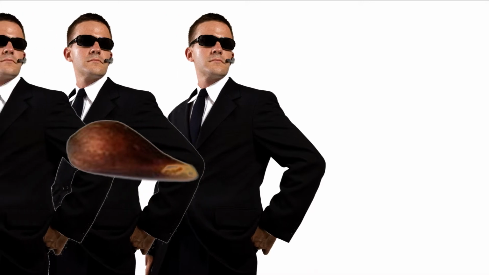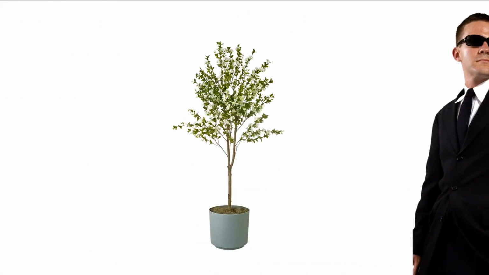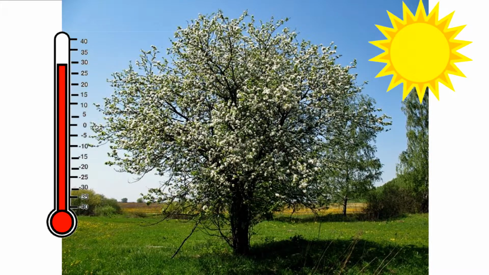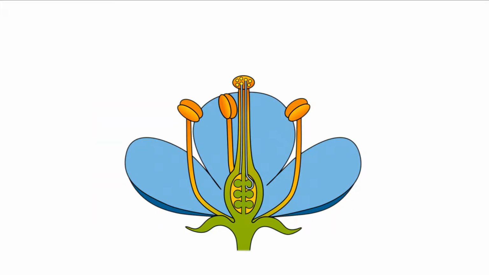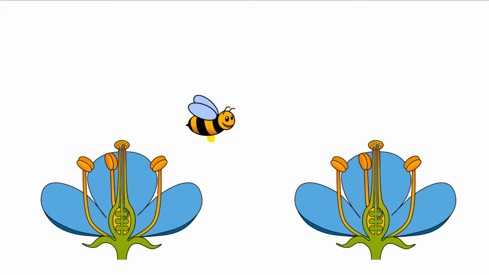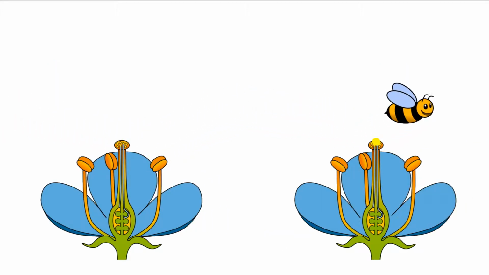Under the correct conditions, the seed germinates to produce a young plant. The young plant matures and under the correct light conditions and temperature produces a flower. Inside the flower, male and female gametes develop. Pollination occurs when the male gametes are transferred to the female parts of the flower. Male gametes fuse with the female gametes at fertilization. This occurs in the female part of the flower.